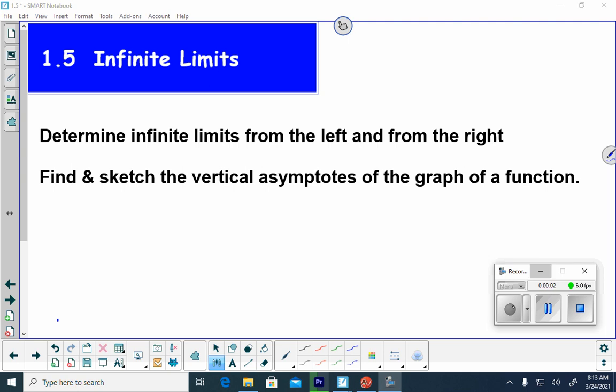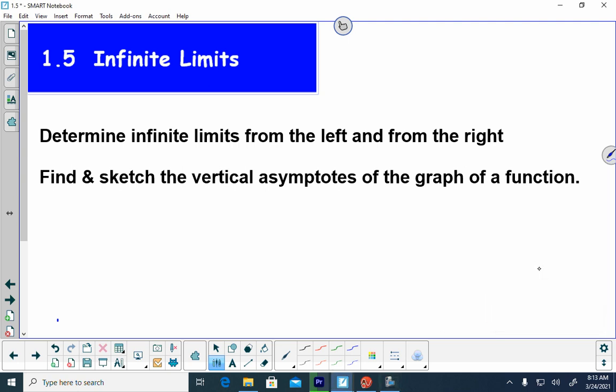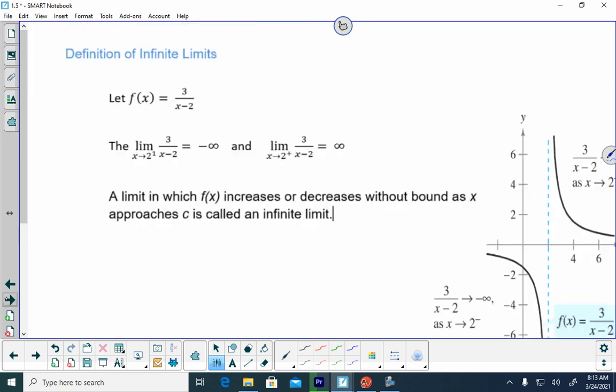Hello, this is Mrs. Ward, and I'm going to go over section 1.5, infinite limits. So what we're going to do today is determine the infinite limits from the left and from the right, and find and sketch the vertical asymptotes of the graph based on those infinite limits.